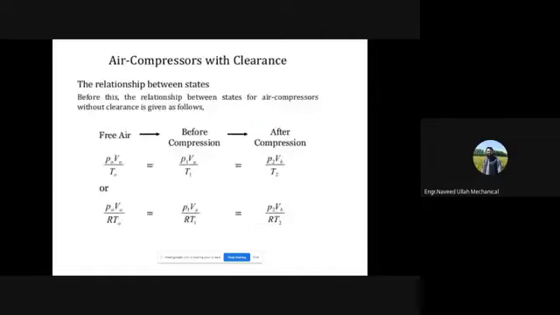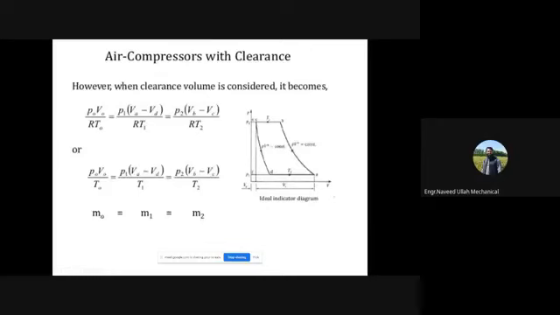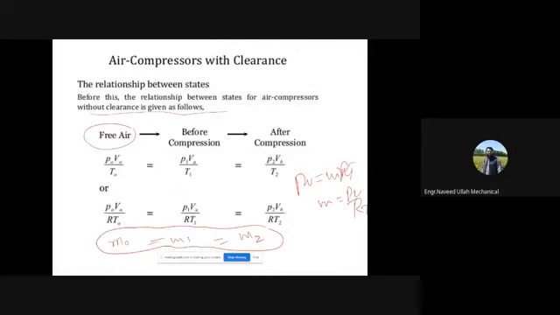Okay, so you have understood this. If you remember, we also talked about the relationship between states. Before this, the relationship between states for an air compressor without clearance volume was given as follows. This is the free air, P naught V naught by T naught. We want to show that this is M naught, this is your M1, the mass flow rate is a constant. So how do we have this mass flow rate as constant? Because PV is equal to MRT, so M is equal to PV over RT.